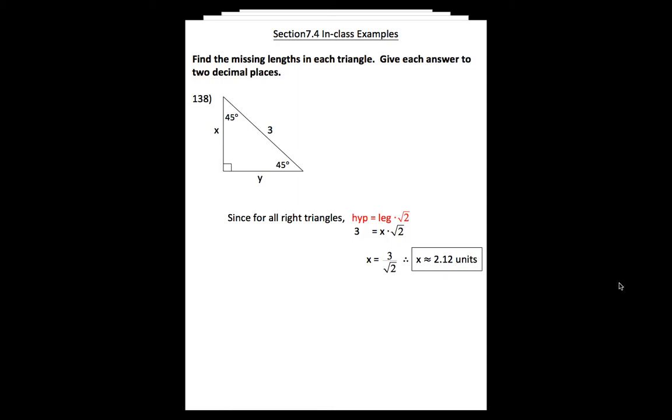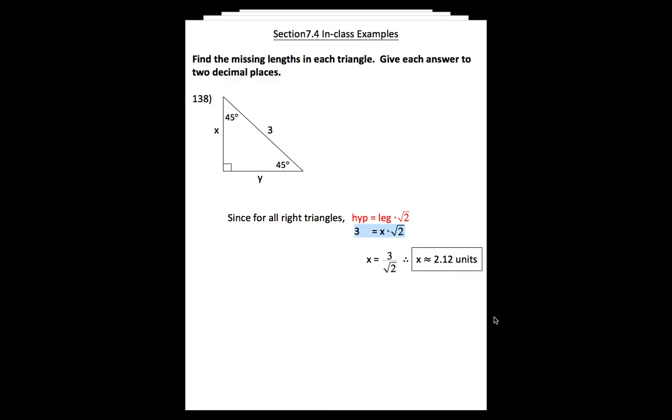So the solution for this particular triangle for x is about 2.12 units. So x is a leg, 3 is the hypotenuse. We plug those values into that key relationship we talked about with 45, 45, 90 triangles. We come up with the equation 3 is equal to x times root 2.